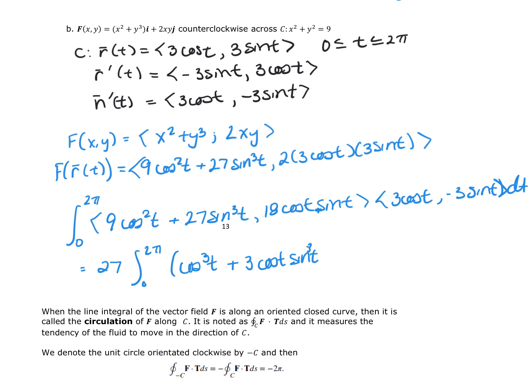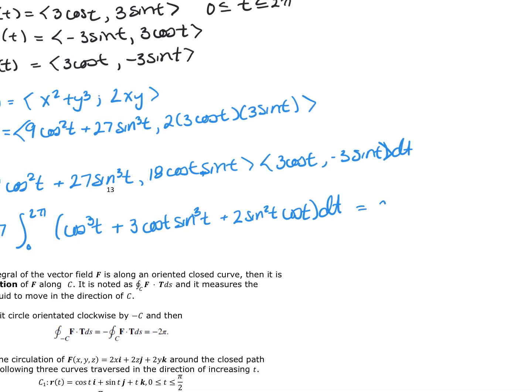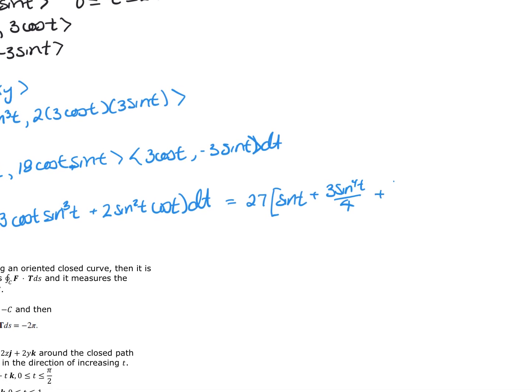plus 2 sine squared of t cosine of t dt. With the appropriate substitutions and all the shenanigans that ends up coming out, I end up getting 27 multiplied by the sine of t plus 3 sine to the fourth of t divided by 4 plus the sine cubed of t divided by 3, evaluated from 0 to 2 pi.